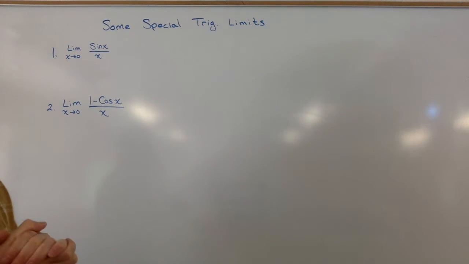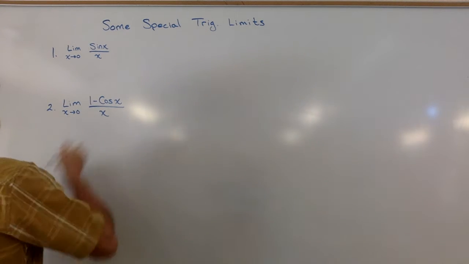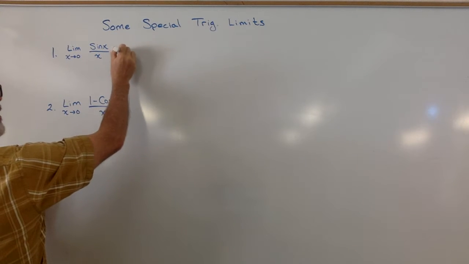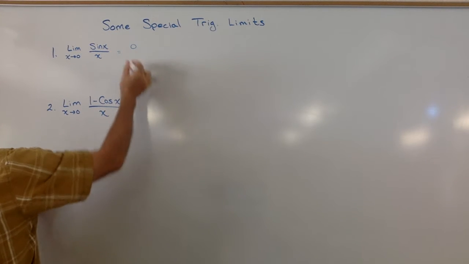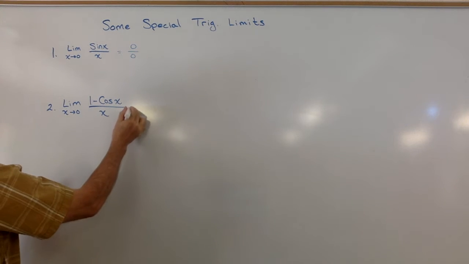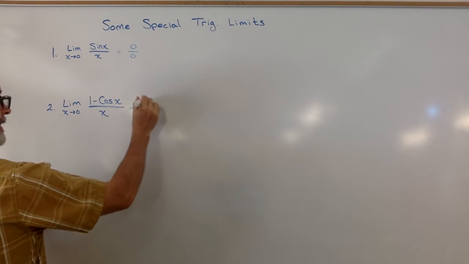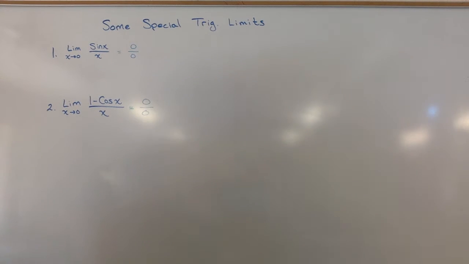So take a look at these two limits. These are special trig limits that you're going to have to learn. And both of them are indeterminate. If you hadn't noticed, as sine approaches 0, it becomes 0. And as x approaches 0, oh, well, that's a problem. Down here, as cosine approaches 0, that's 1, but 1 minus that over 0.